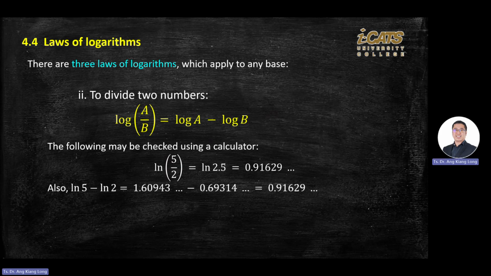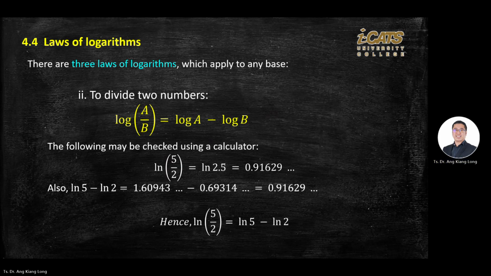So this is the proving of the law in mathematics. For example, ln 5 minus ln 2 will equal the same value as ln 2.5. In the test, you don't need to prove it like this. It's just to show you that it actually works for the second law, which is when you divide two numbers.